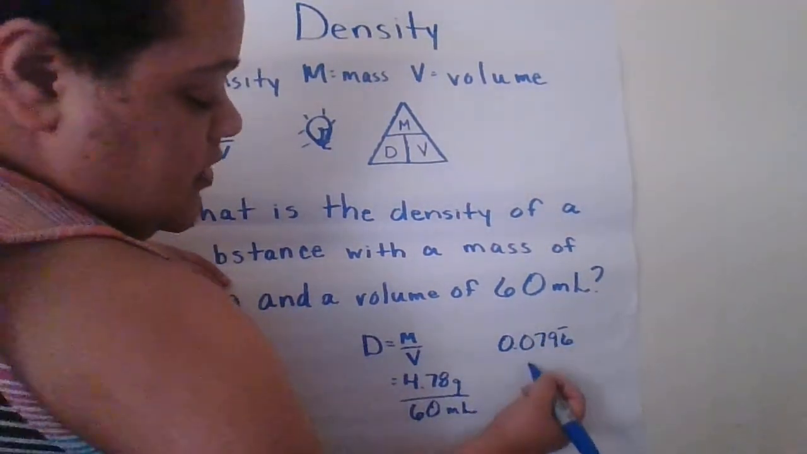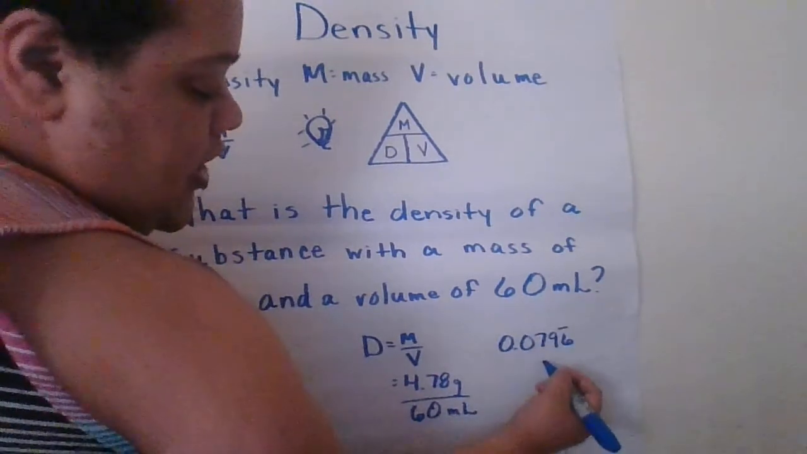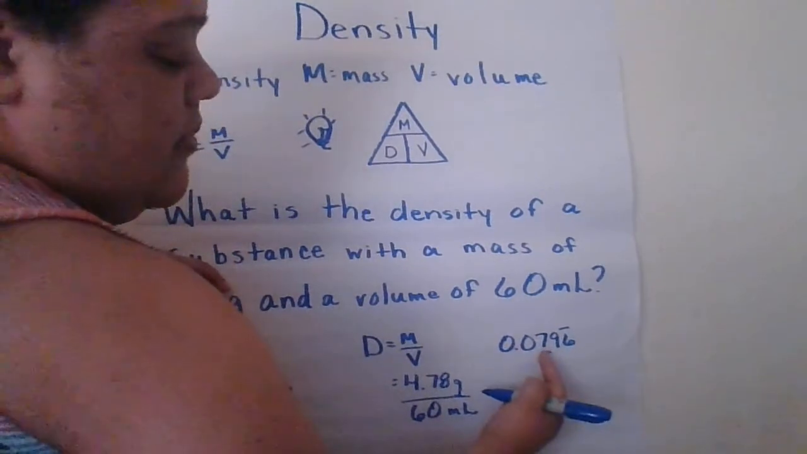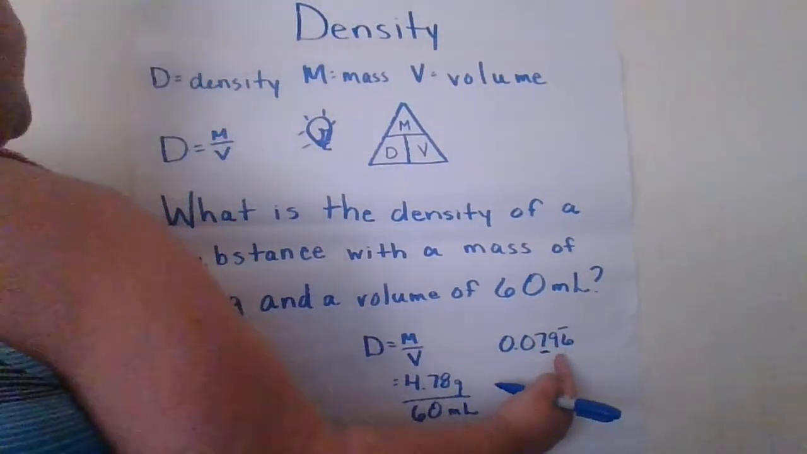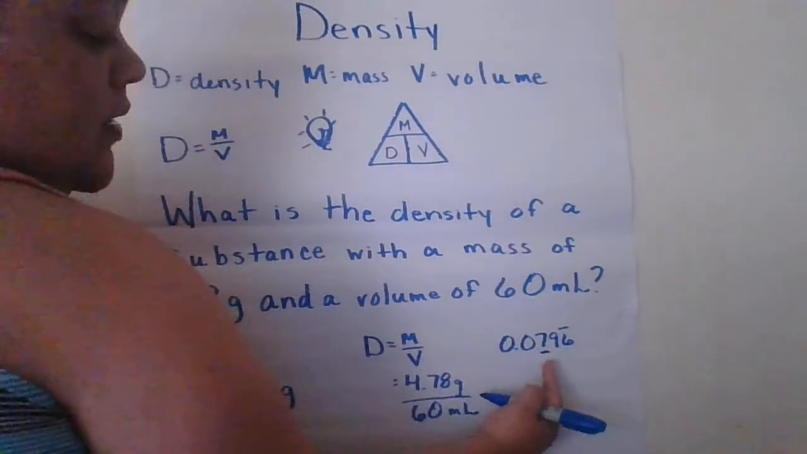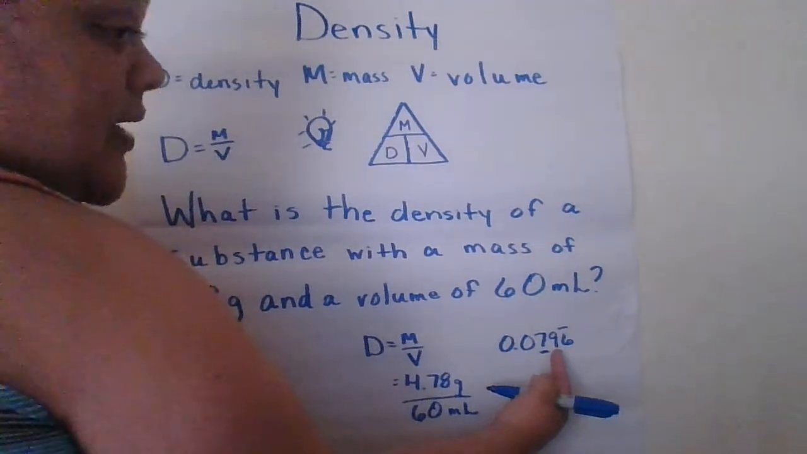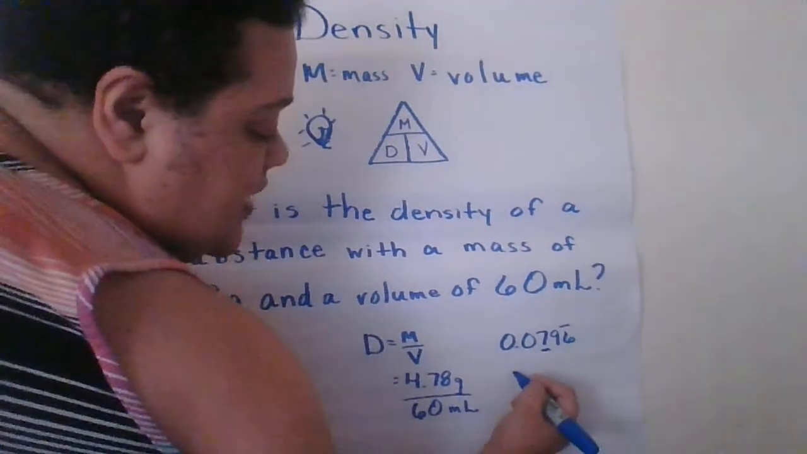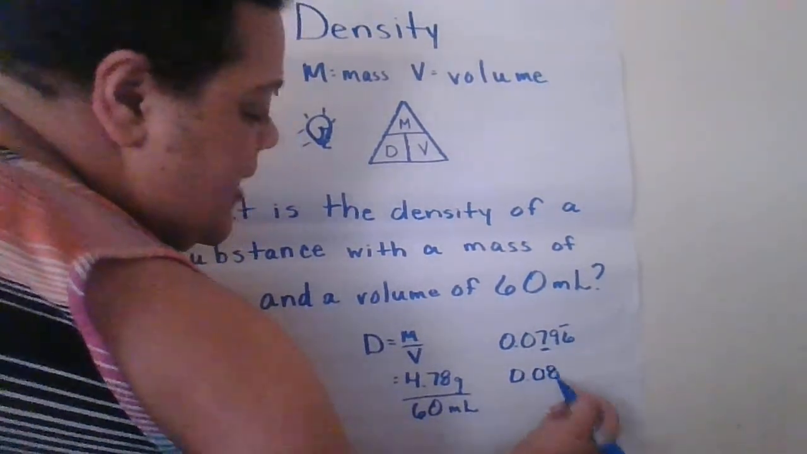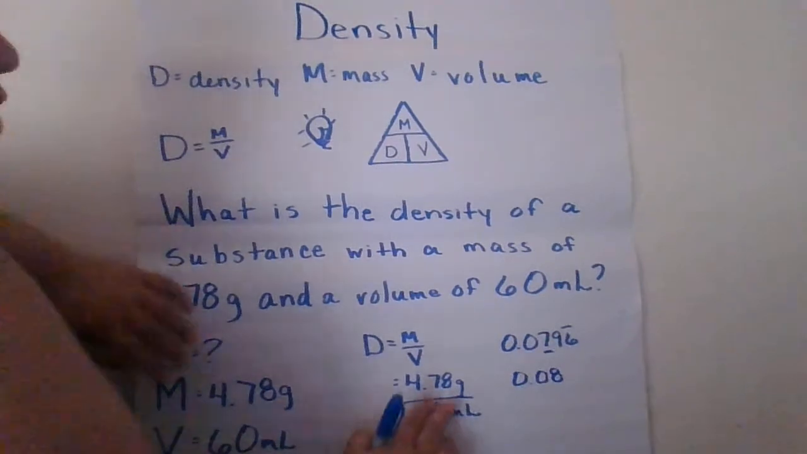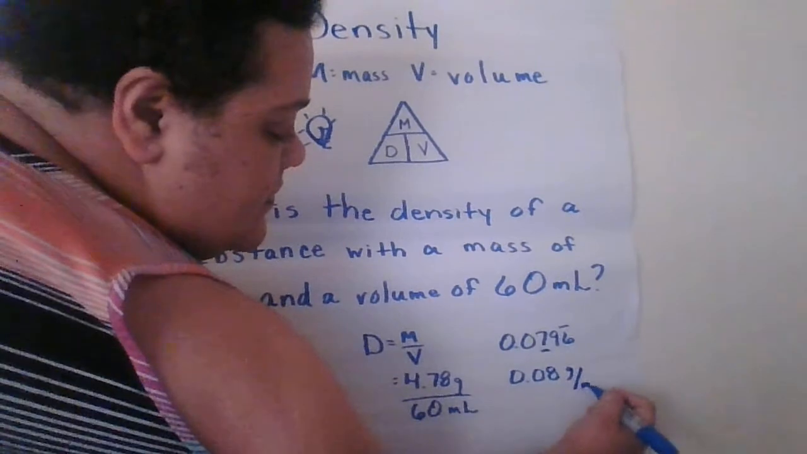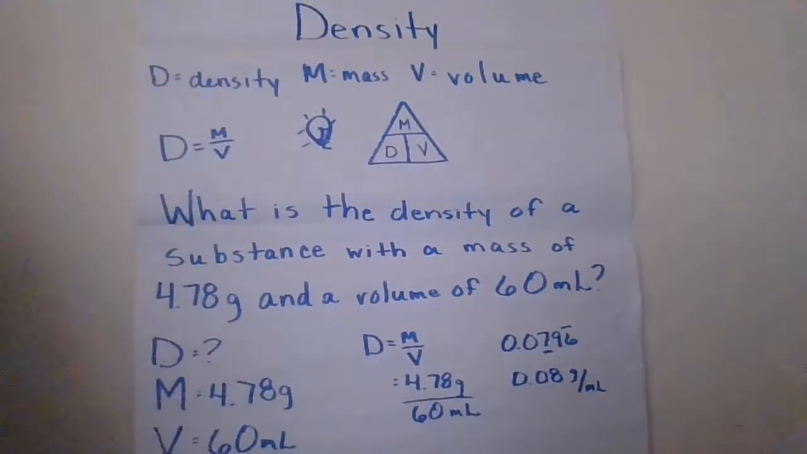So we know our first place here is tenths. This is our hundredths. So this is where we're rounding to. So we would look at the number directly next to it. Anything under 5, we round down. Anything over 5, we round up. So here we have 9, which is definitely higher than 5. So we're going to end up rounding up to 0.08. And the unit for density is going to be grams over mLs. And there is your final answer.